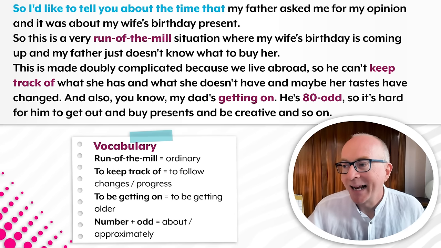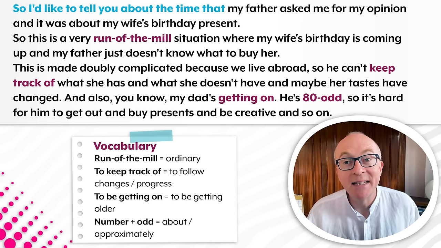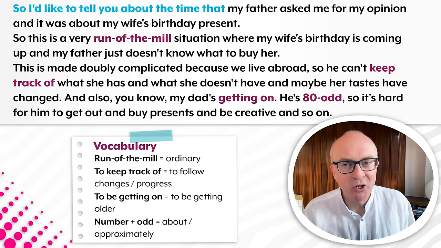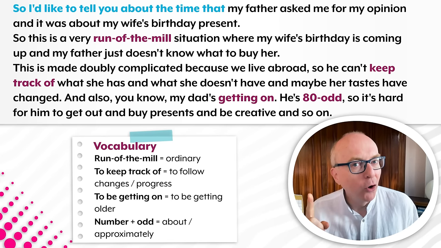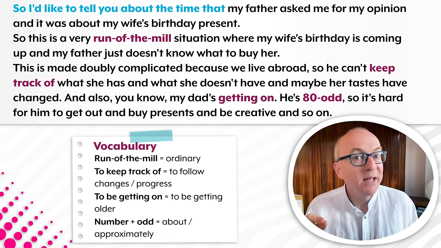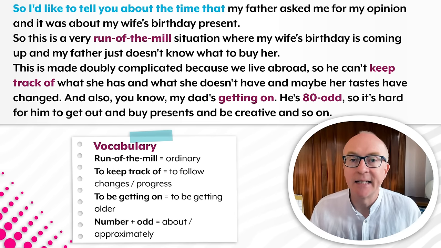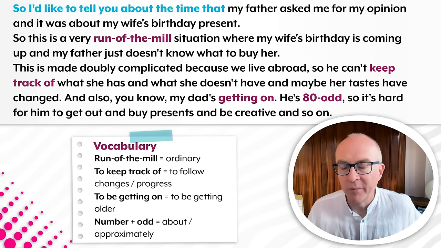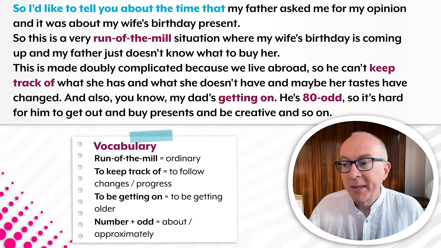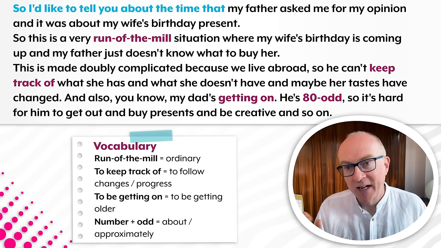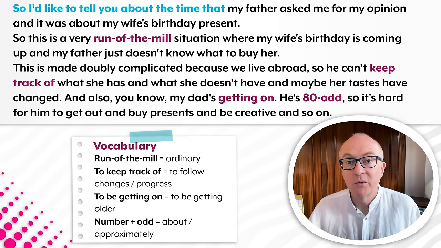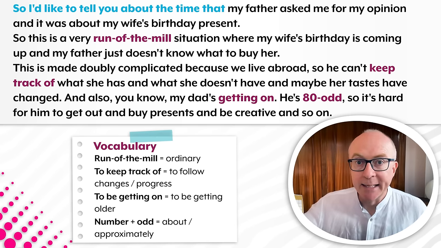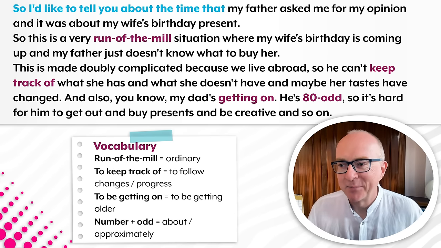And then my dad's getting on, right? To be getting on. Phrasal verbs are such an important part of spoken English. So this is nice. To be getting on means to be getting older. Not to get on. No, to be getting on. Right? He's getting on. My grandma is getting on. My dad is getting on. He's 80 odd. So when you put odd after a number, it means approximately or more or less, right? I've got 20 odd students waiting here. More or less, approximately. Lovely. Let's move on.